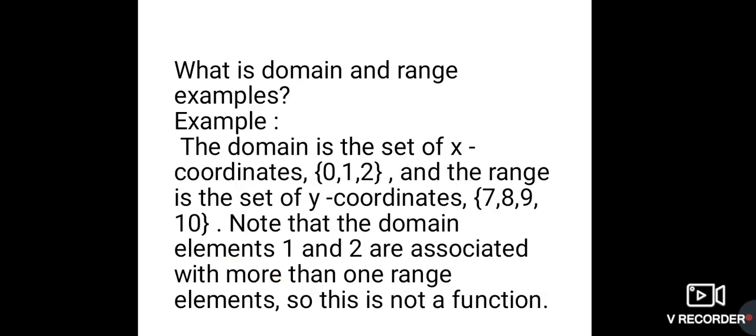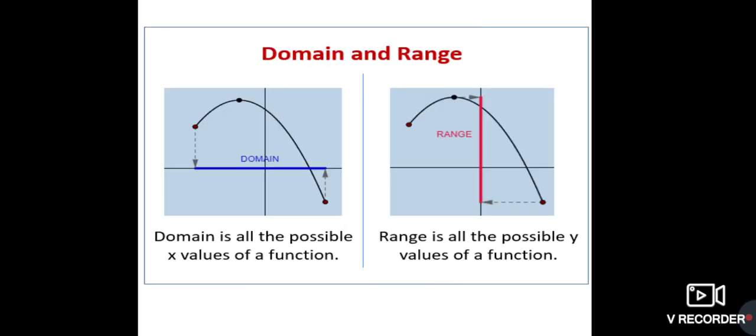So what is domain and range? Example: the domain is the set of x coordinates 0, 1, 2, and the range is the set of y coordinates 7, 8, 9, 10. Note that the domain elements 1 and 2 are associated with more than one range element, so this is not a function. So this is domain and range.